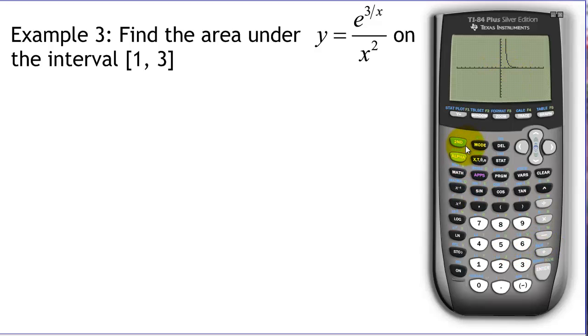So we can do second calc 7 and enter lower limit of 1, upper limit is 3. And we get here. Now this one won't convert to a fraction because e is an irrational number here. So our area for this problem, if we write down our answer, let's say we wanted to round it to say 2 decimal places, is 5.79 square units.